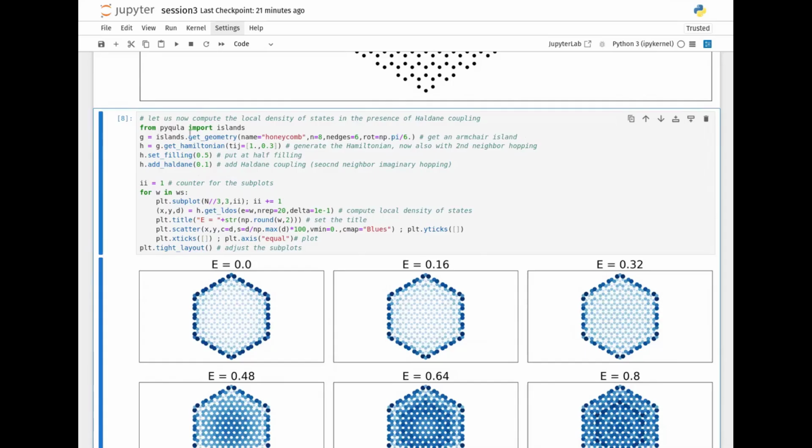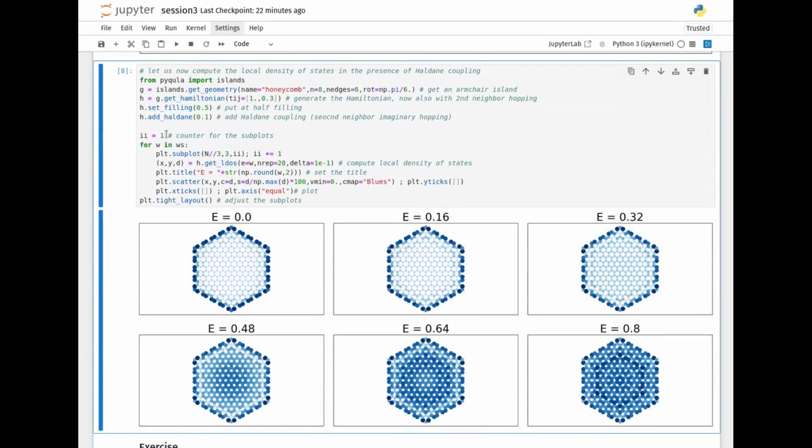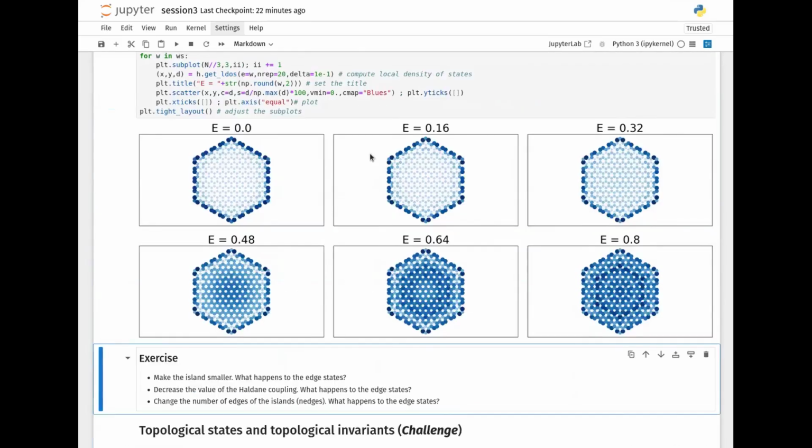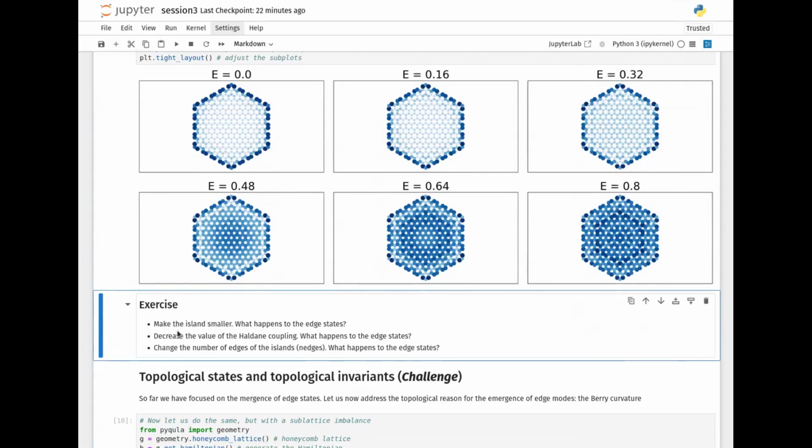And so for that, we create our island. We create a certain Hamiltonian with a certain hopping. We put it at half filling, we add Haldane coupling, and then we look at the local density of states at different energies, and that is what is plotted here. For concreteness, we can recompute it again so that you see that we get the very same result. Now we can go through the question. Let us make the island smaller and see what happens to the edge states. For this question, the first thing that we need to notice is that as we go from energy 0 to 0.32, we see the existence of edge states, right? So this is very much as in the previous case of the infinite ribbon.